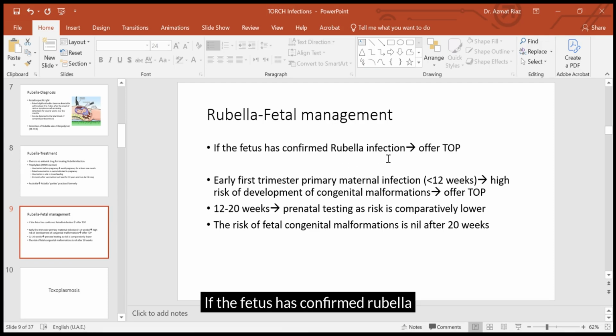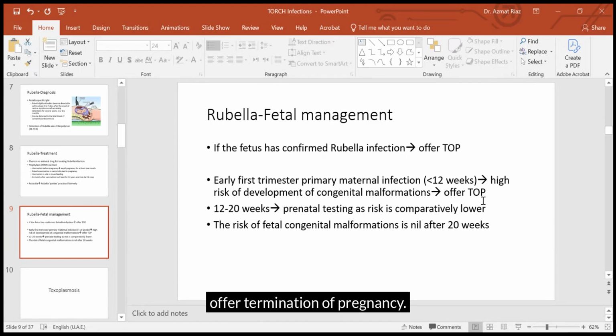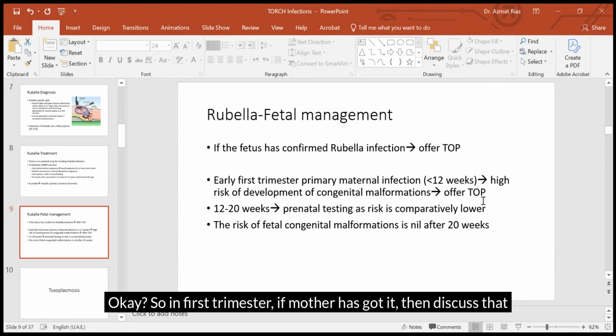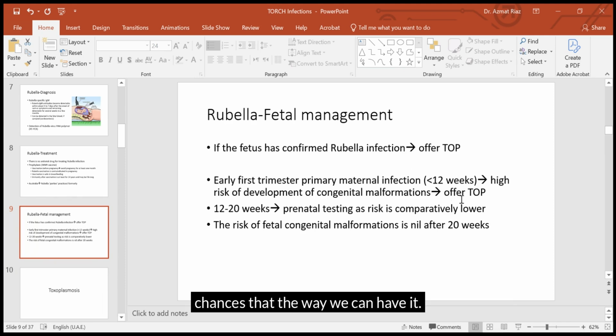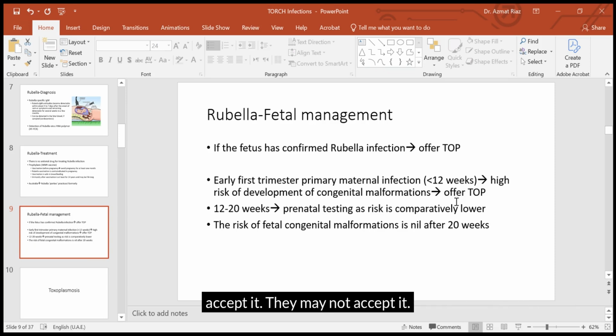If the fetus has confirmed rubella infection, then offer termination of pregnancy. Anyway, it may be difficult to confirm. So, early first trimester primary maternal infection, less than 12 weeks, carries a high risk of development of congenital malformation, so offer termination of pregnancy. In the first trimester, if the mother has got it, then discuss that these are the serious consequences and there are very high chances that the baby can have it. It's just offering termination of pregnancy, and the parents may accept it or may not accept it.